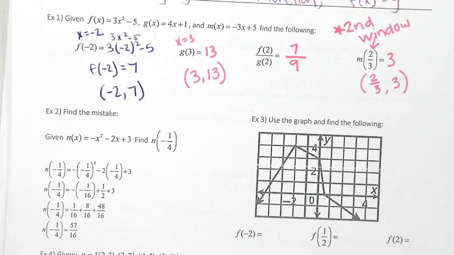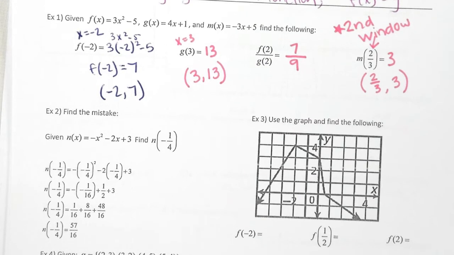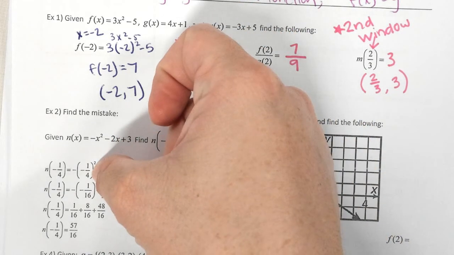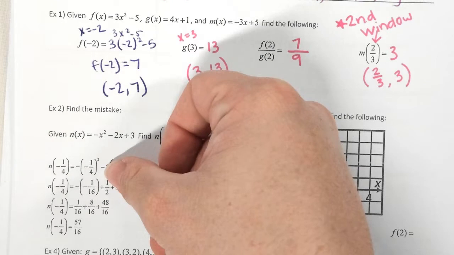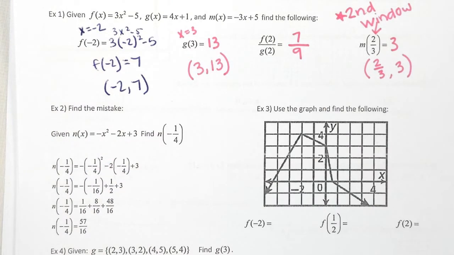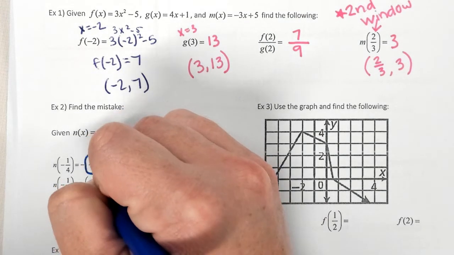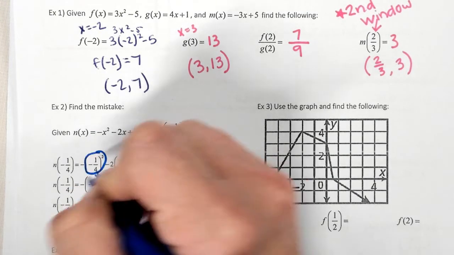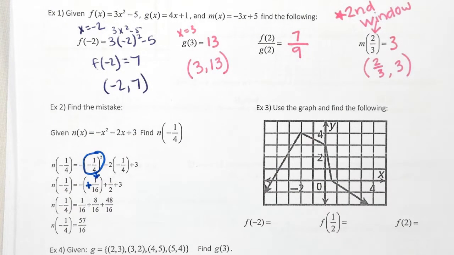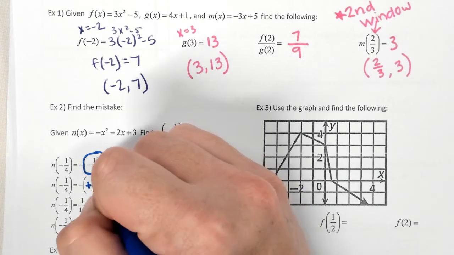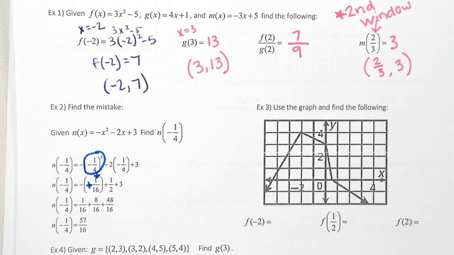Did anybody find the mistake? Yeah, so if you square a negative, what happens? What's a negative times a negative? Positive. So if you were to simplify this to become this, shouldn't it be positive 1 over 16? So that is where our mistake is. Any questions with that?